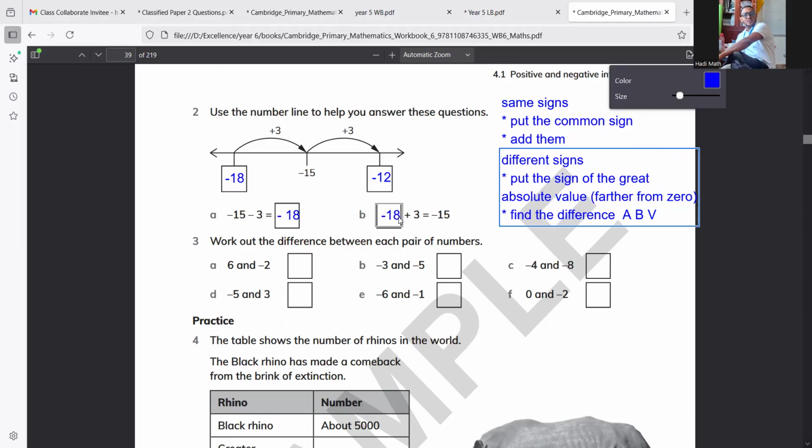Like this one, negative 18, positive 3. 18 is negative and 3 is positive. Put the sign of the greater absolute value, the one that is far from the 0, which is the 18. Negative 18 is farther. Put the negative sign, and then the difference between 18 and 3 is equal to 15. So the answer is negative 15.